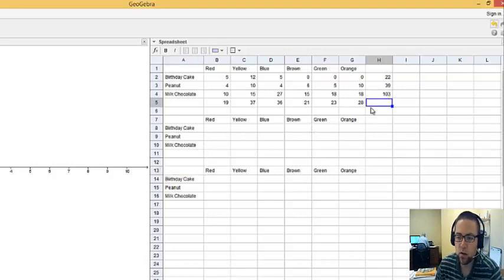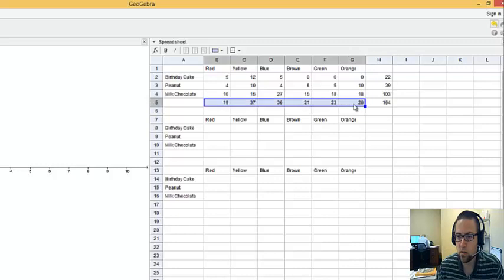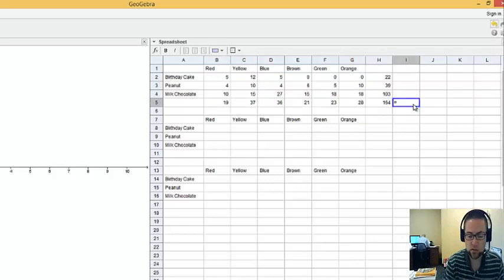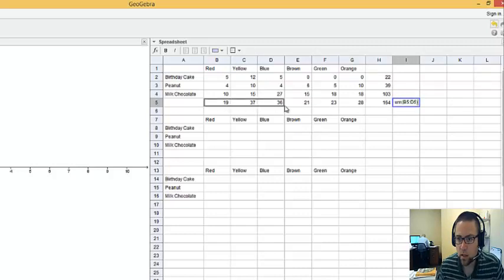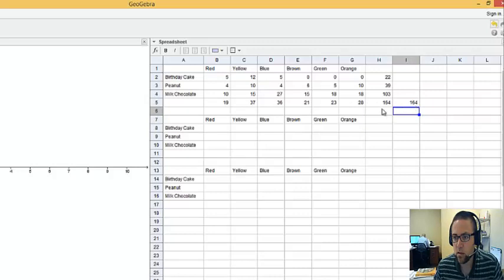And first I need to find out what is the total number of M&Ms in all the packs. So that would be equal to the sum of all of these numbers right here. 164, and it should be the same number as the sum this way. So let me just check that. I'll say equals sum of all these. So adding up all the different colors should be the same as adding up all of the different packs. So 164 is the total number of M&Ms.